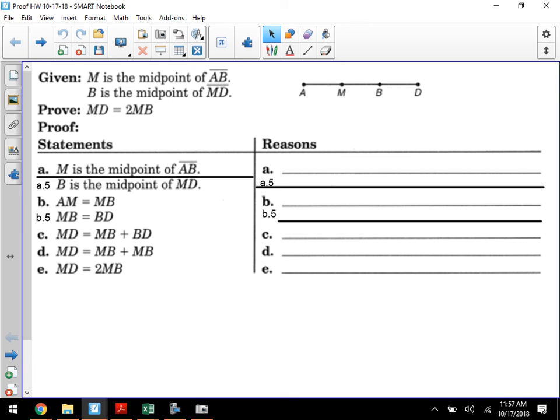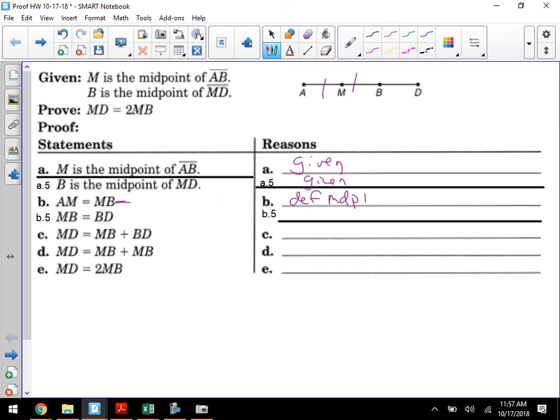Feel free to screenshot that, ladies and gentlemen. Anyway, M is the midpoint of AB. Why is that? It's given. B is the midpoint of MD. These are both given. Now, every time that we do given statements, you want to go to the diagram and use the progression. I know that M is the midpoint of AB, so that means these two have to be the same. Well, good thing I wrote that down there because of the definition of a midpoint. Again, since B is the midpoint of MD, that has to be the same. Definition of a midpoint.